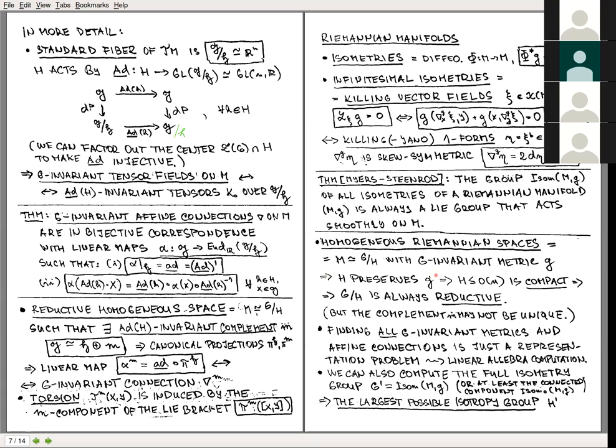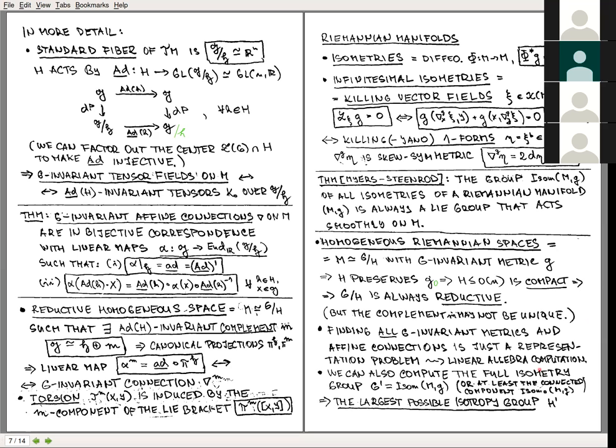This means that H preserves the metric, or to be more precise, the g_0 value at the origin. And so the isotropy group H must be compact. And so the pair (G, H) is always reductive for homogeneous Riemannian spaces. Finding all the G-invariant metrics and the affine connections is basically just a representation theoretic problem, which reduces to some Lie algebra computation.